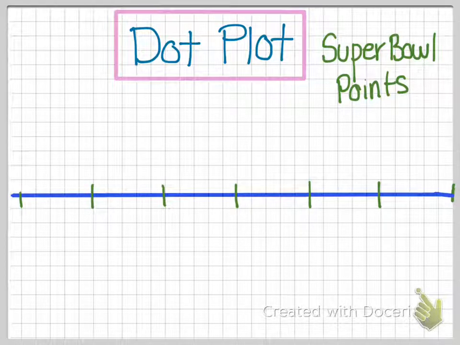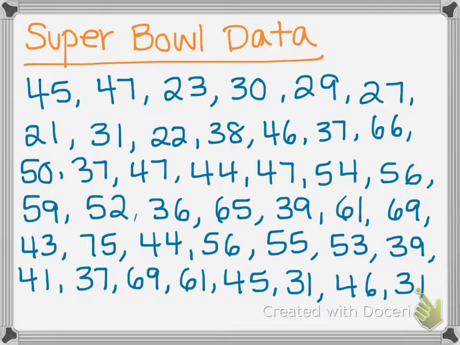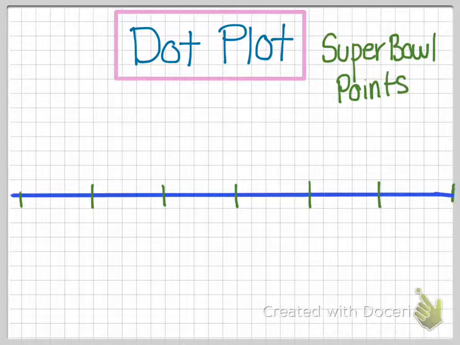Okay, so the next representation we're going to look at is a dot plot. And we're going to use the same data that we did before, the total number of Super Bowl points scored, so both sides added up for the total number of points scored. The main thing that a dot plot and a histogram have in common is that they look similar. And we're still using frequency, but we're not dealing with ranges of data.